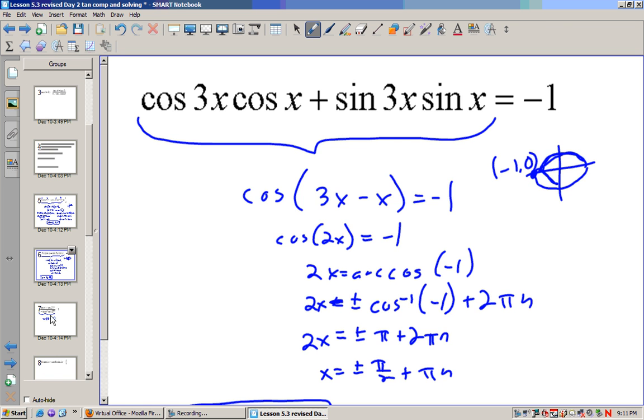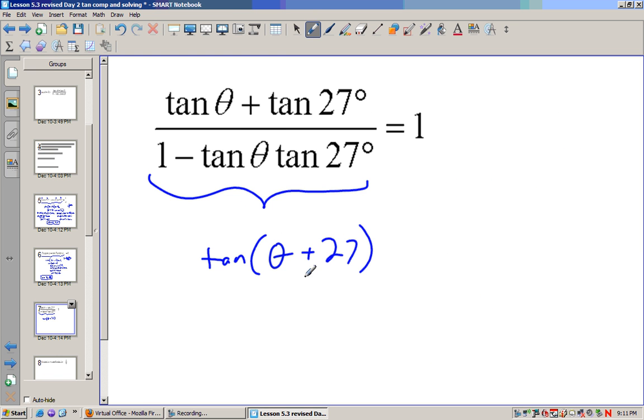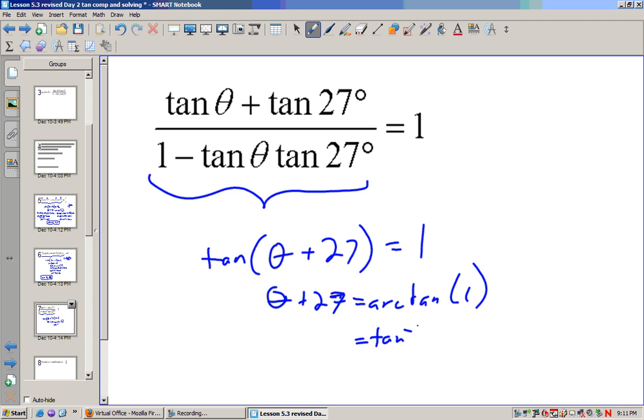But if it's plus, there'll be an addition sign. So that's plus, so it's addition. So now I just take the arctan of both sides. And the arctan is going to be the inverse tangent of 1 plus 180n. Remember that tangent, you add 180. And the inverse tangent of 1 is 45 degrees.